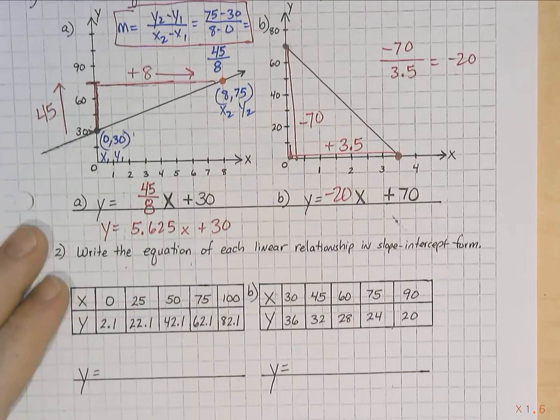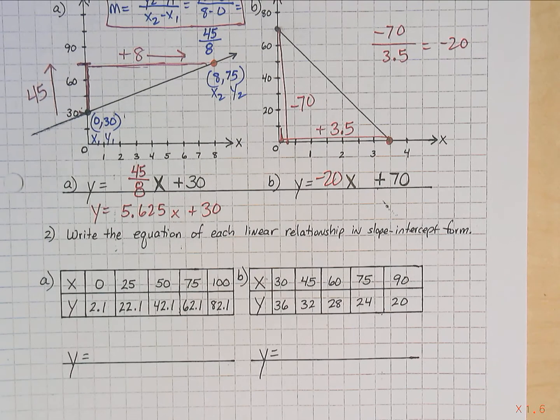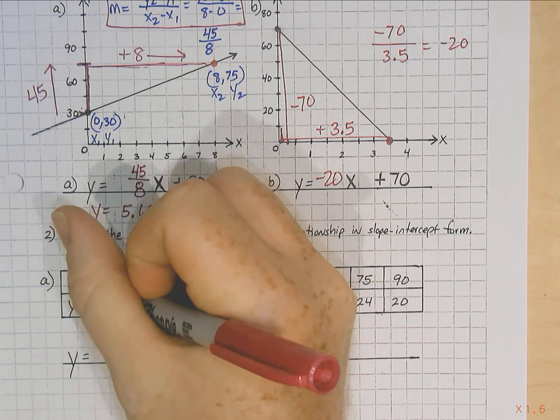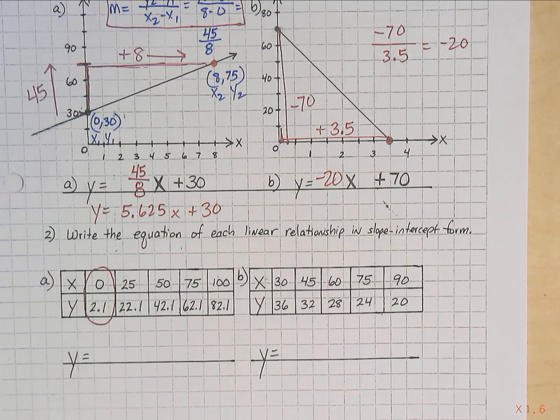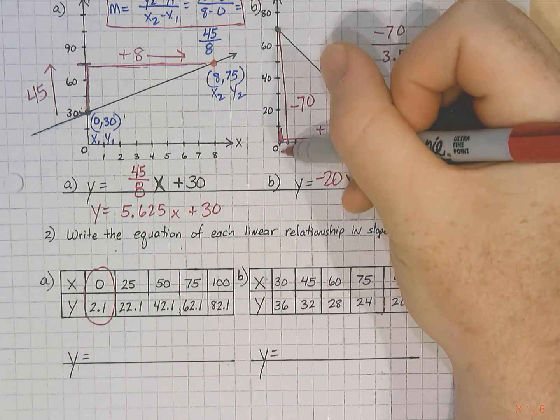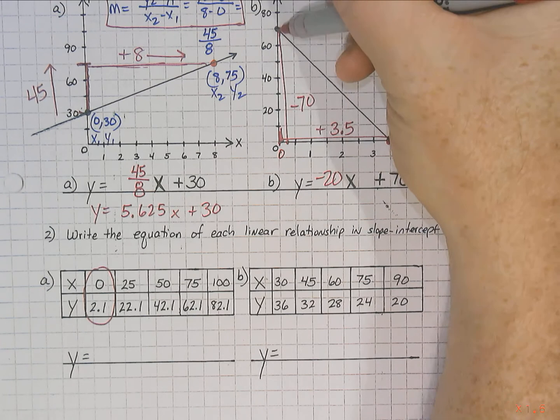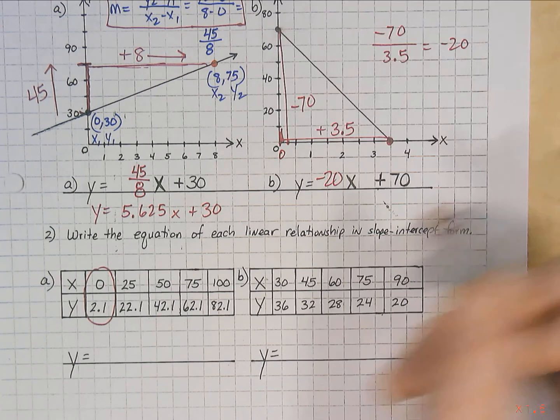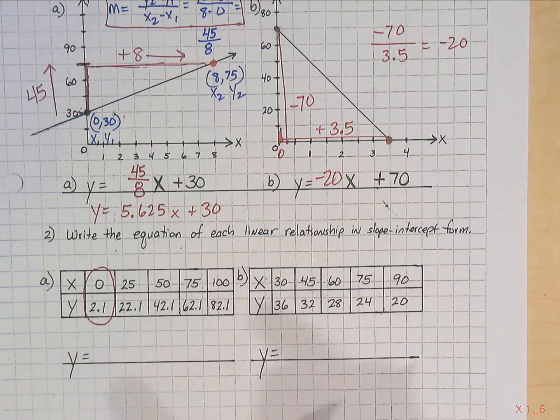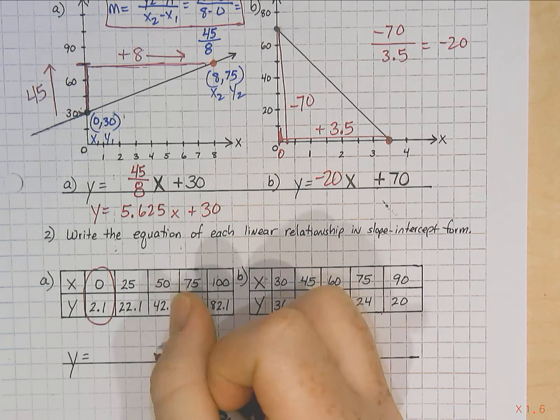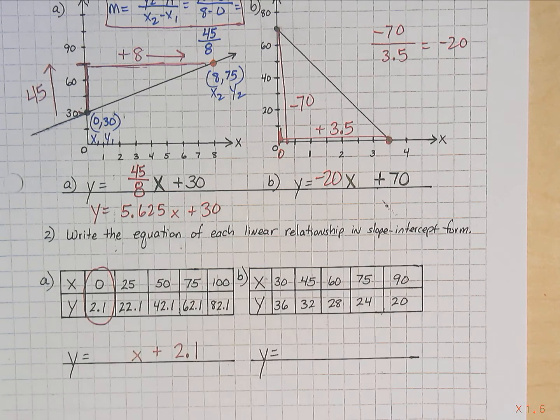Okay, moving on. Number 2, write the equation for each linear relationship in slope-intercept form. All right, you always want to find your y-intercept first, and then move from there. Now, sometimes you're not given the y-intercept. Sometimes you are. In A, you're given the y-intercept. The intercept is right here, whenever x is 0. If x is 0, whatever y is, that's your y-intercept. So here, if x is 0, the y-intercept is 2.1. So we know it's going to be 2.1. We just don't know what the slope is.